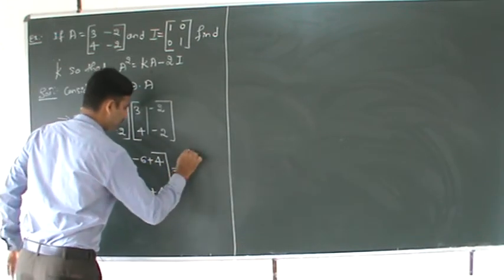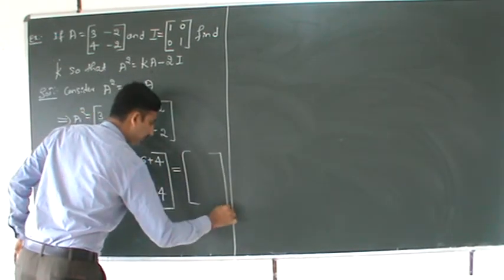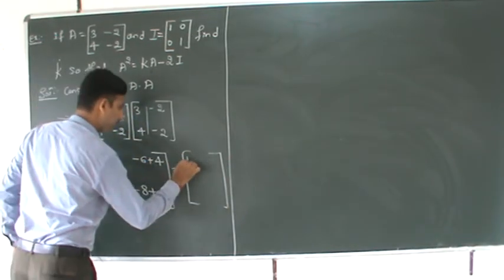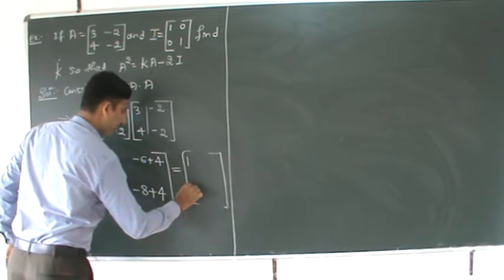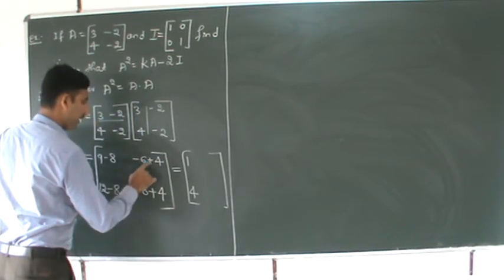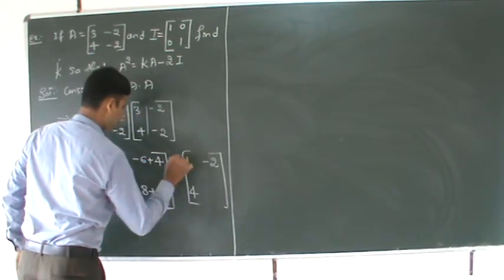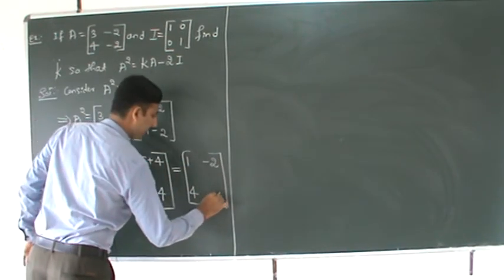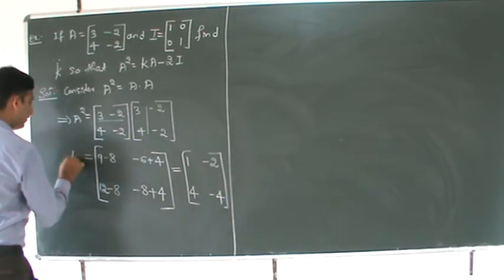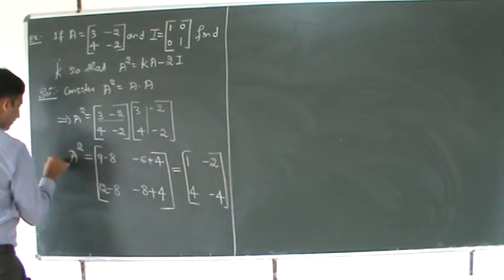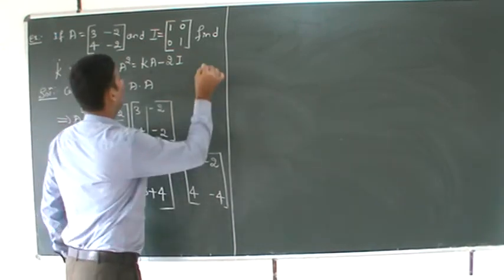This becomes 9 minus 8, which is 1. 12 minus 8 becomes 4. Minus 6 plus 4 becomes minus 2. Minus 8 plus 4 becomes minus 4. What is the value? This value is nothing but A square. Correct?